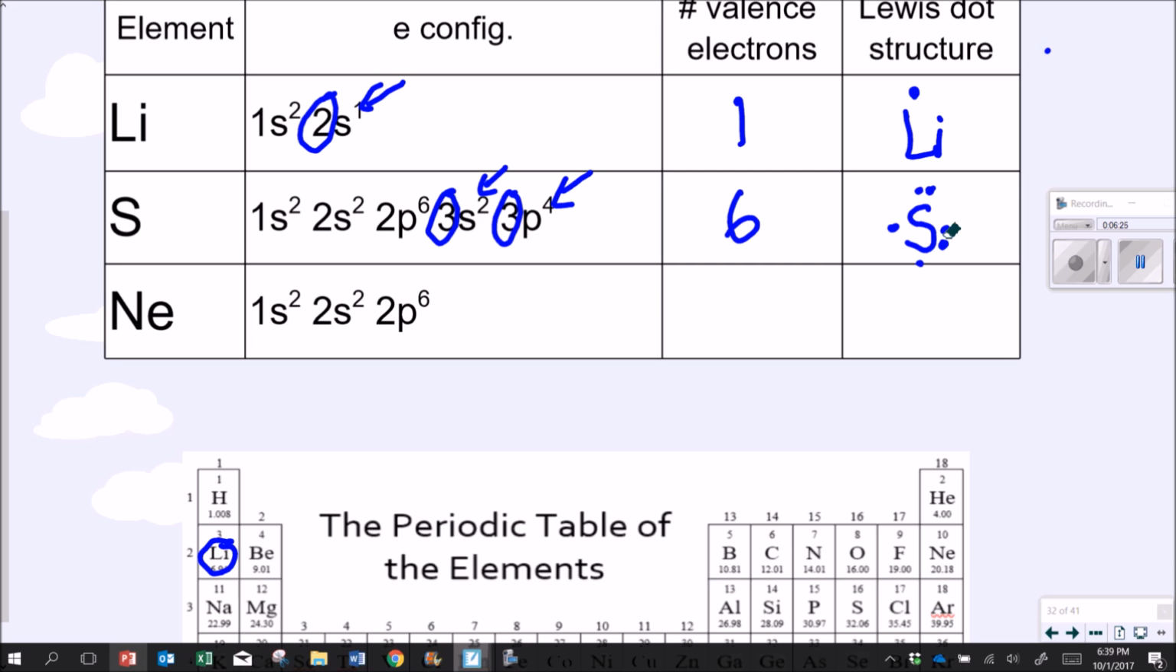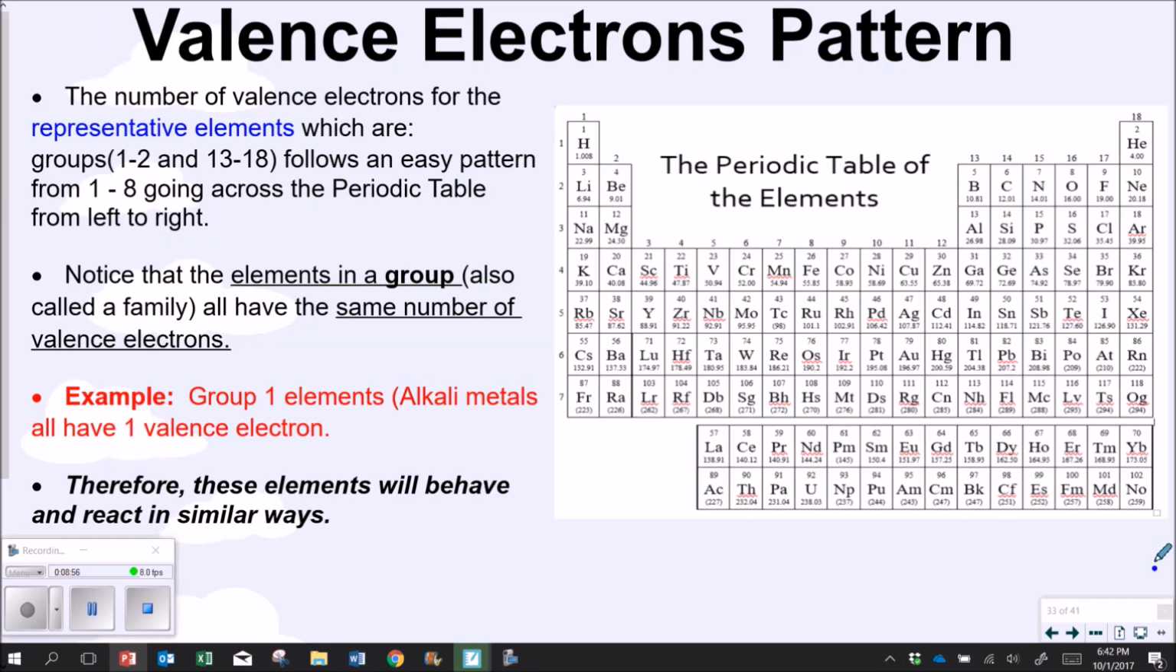Finally, we have neon. For the number of valence electrons, again in the highest energy level, so energy level number 2 for neon. We have 2 electrons here in 2s2 and 6 electrons in 2p6, so a total of 8 valence electrons. For the Lewis dot structure, I write the symbol for neon, and I start putting my dots around neon. Again, I go singly, so 1, 2, 3, 4, and then I can double up. 5, 6, 7, 8.